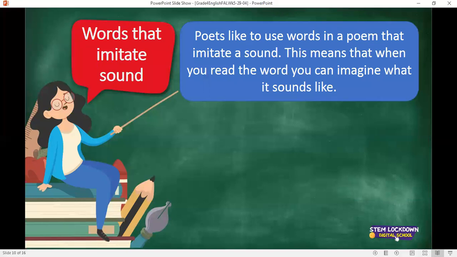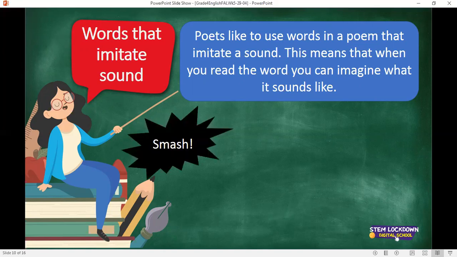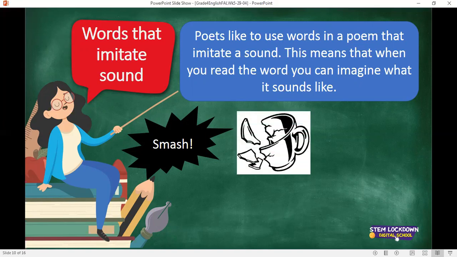So now, what we're going to learn about with poems is that there are sometimes words that imitate sound. So I explained to you now what imitate means. So poets like to use words in a poem that imitate a sound. So this means that they want you to read a word that you can imagine what it sounds like. So they use words to get your imagination going. So if I give you smash, what picture pops in your head? So if I think of smash, I think of a cup breaking. So something will be broken.